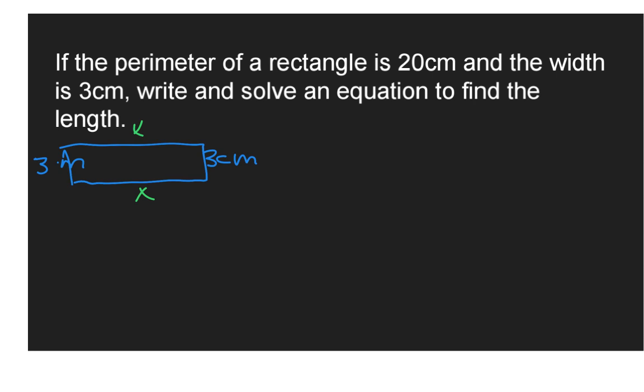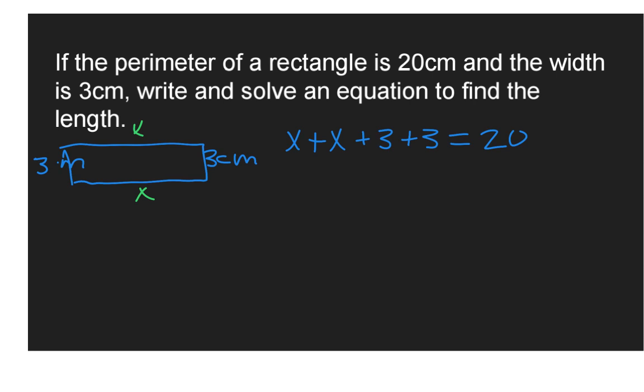So now let's try to write an equation to represent the situation. If I take the x plus the x, both of those sides, plus the 3 plus the 3, both of the 3 centimeter sides, if I add all 4 of those sides together, I'm going to get 20. That's the perimeter. And so now we have this equation. Well, if we simplify this a little bit, this is actually going to be a pretty easy equation to solve.